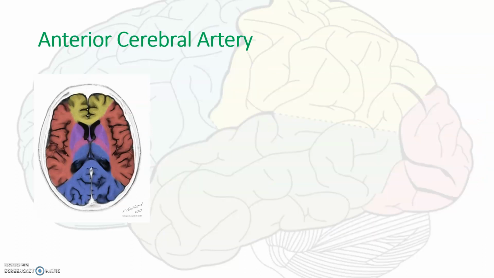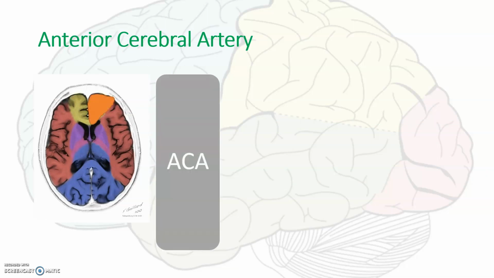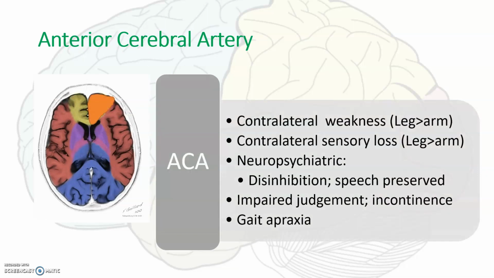What about the anterior cerebral artery? Well, the anterior cerebral artery will cause contralateral weakness or infarction, with the leg being affected more than the arm, and contralateral hemisensory loss, again with the leg being affected more than the arm. The frontal lobe has some very important neuropsychiatric functions, and therefore infarction of the frontal lobe will also cause disinhibition with preservation of speech, impaired judgment, incontinence, and gait apraxia.